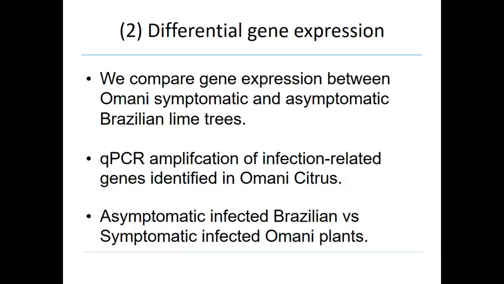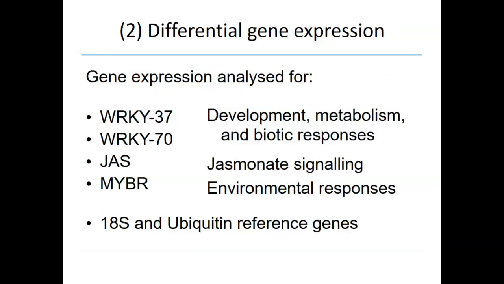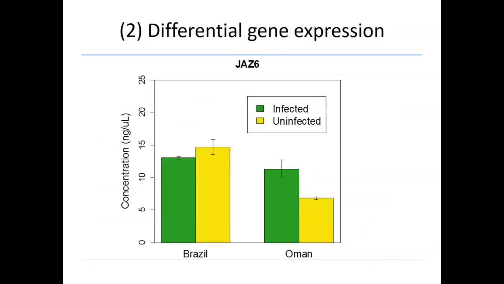And what we have here is just a couple of the genes that we found actually were different. So we have these development-based genes, the WRKY genes, a jasmonate signaling gene, and an environmental response gene, MIBA. And of course, we had internal reference controls as well. I'll just run through these quickly.